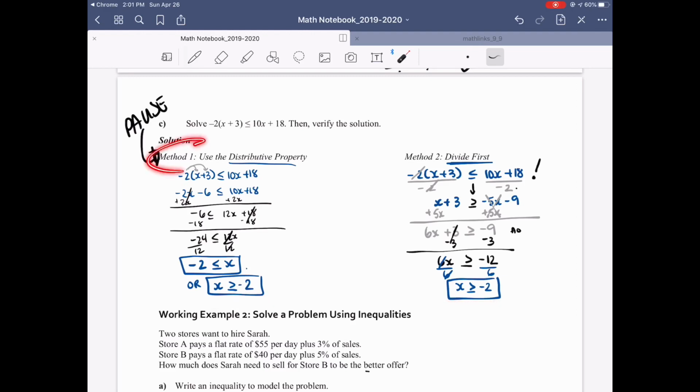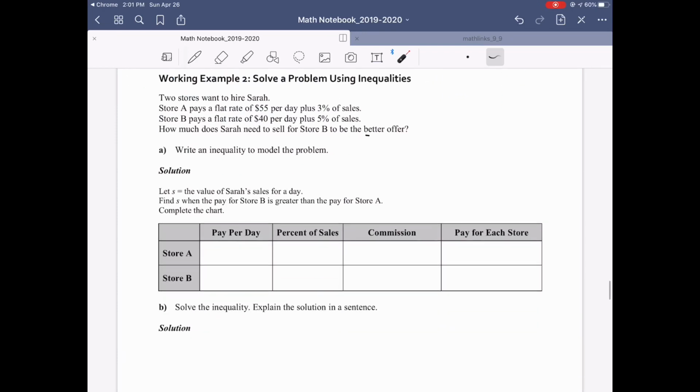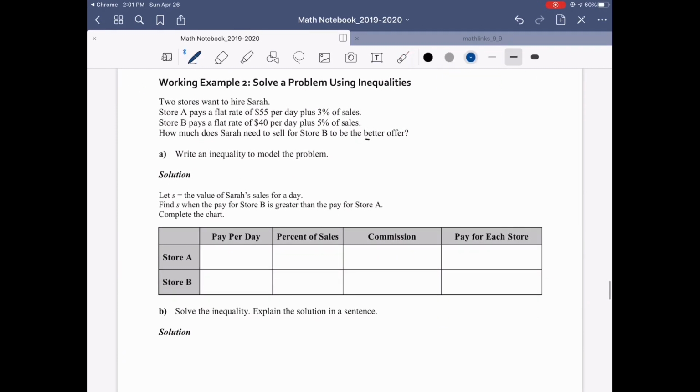So you can choose whichever method you like better and use that method to solve for your answer. All right, our last thing that we're going to do for chapter 9 is a word problem.